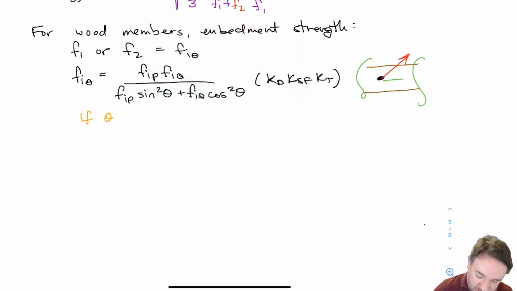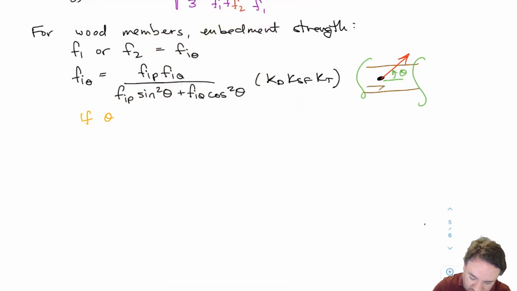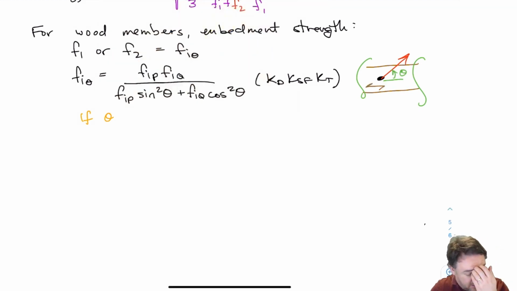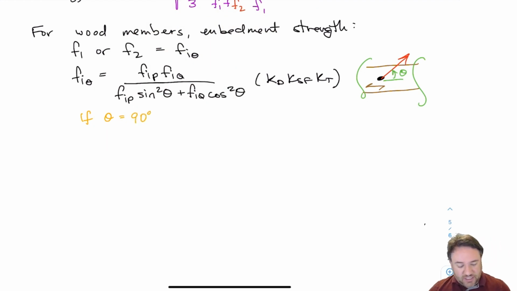Okay, so if that's my piece of wood and that's the angle of the load, then theta is the angle between the grain direction and the load. So if that's my grain direction, then theta looks like that. Okay, so you can imagine that, let's say theta was equal to 90 degrees, so then it's directly perpendicular, right?